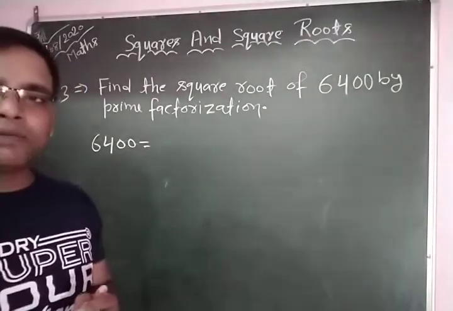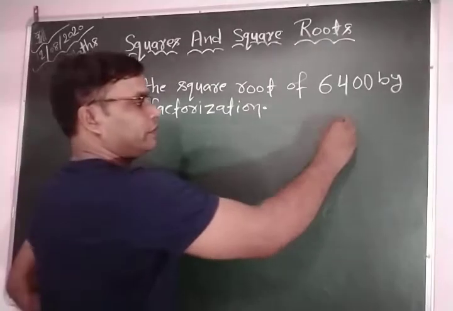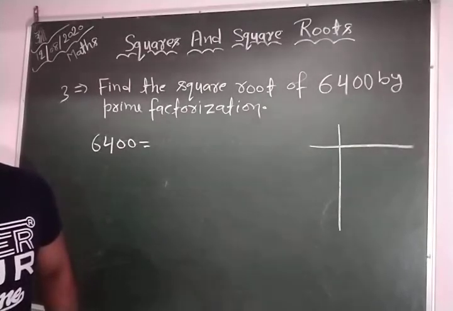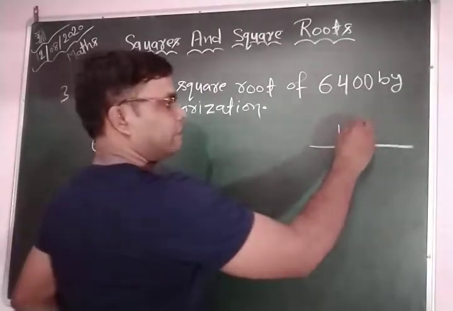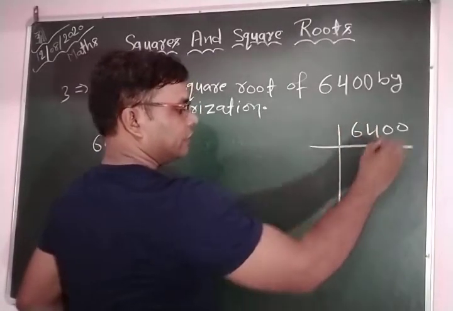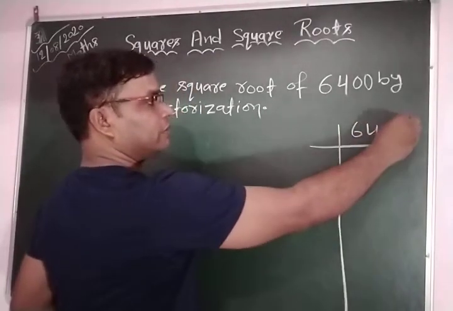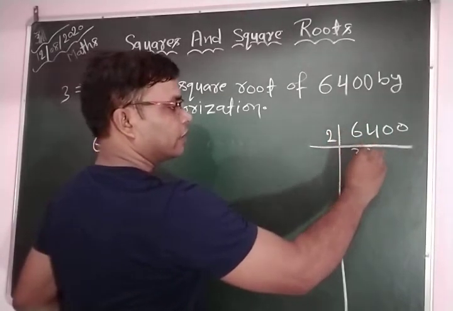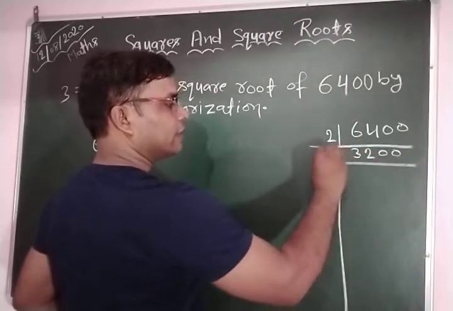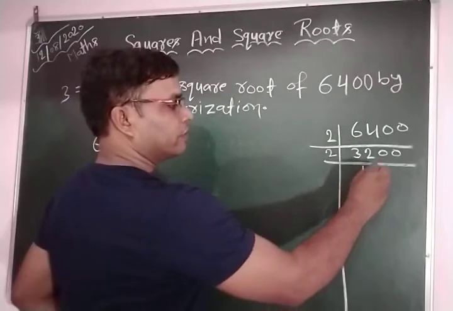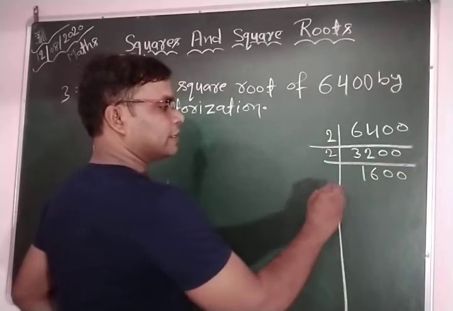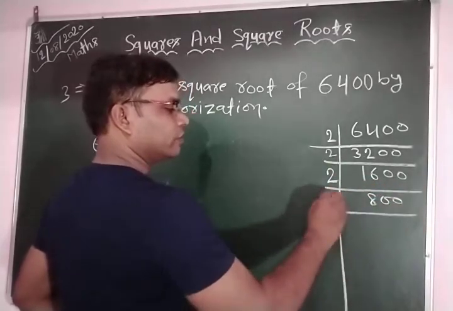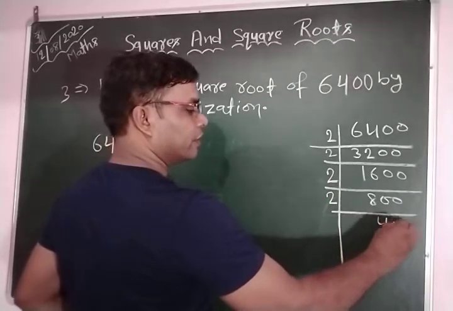So okay, how do we find these prime numbers? First we find the prime factorization of 6400. This number is divisible by 2 because the unit place is 0. If you divide it by 2, you get 3200, and again this number is divisible by 2, so after this 1600. Again this number is divisible by 2, you get 800. When you divide by 2, we get 400.